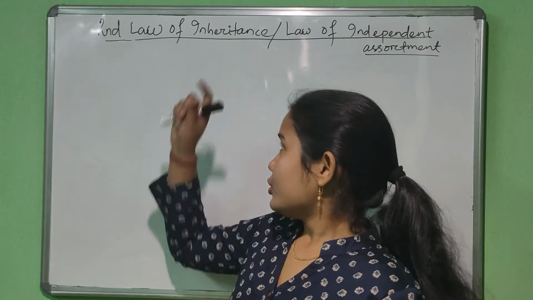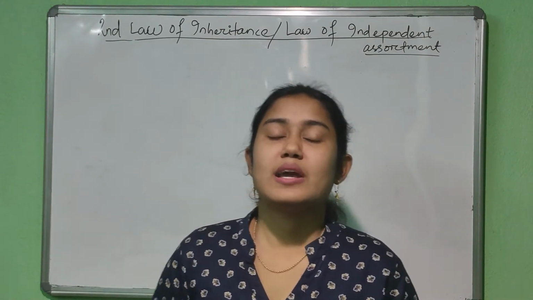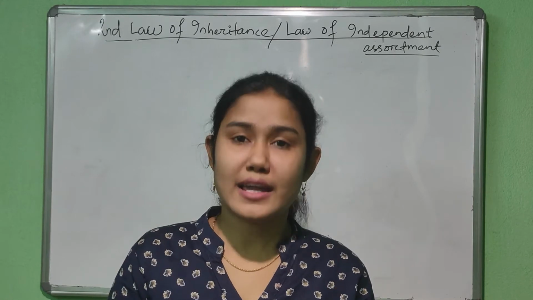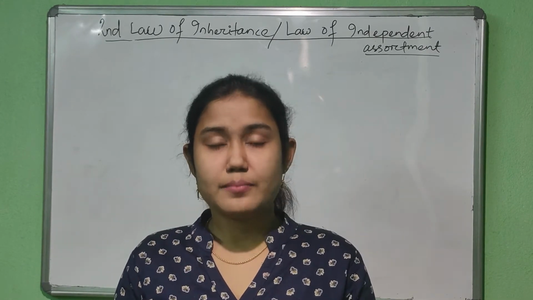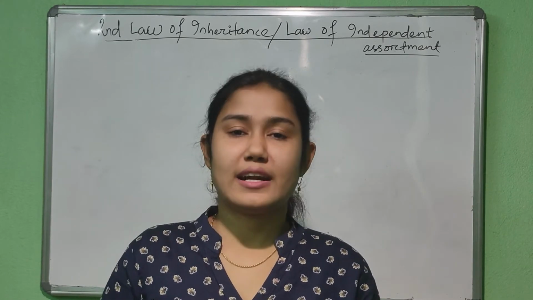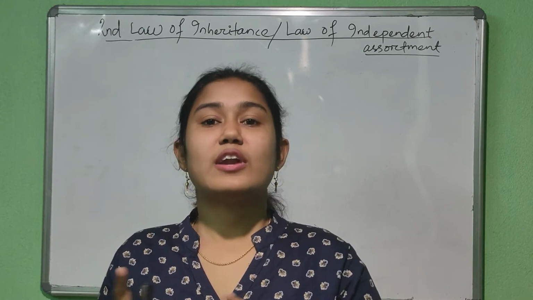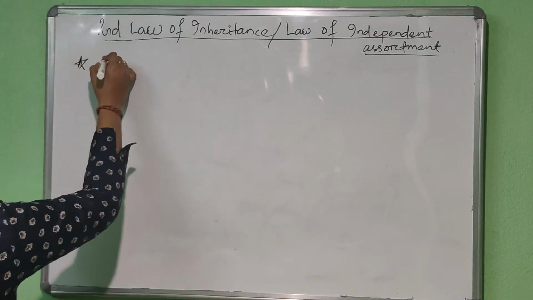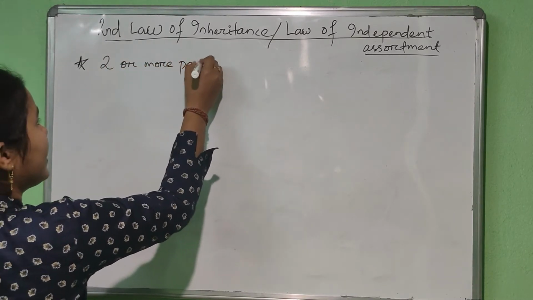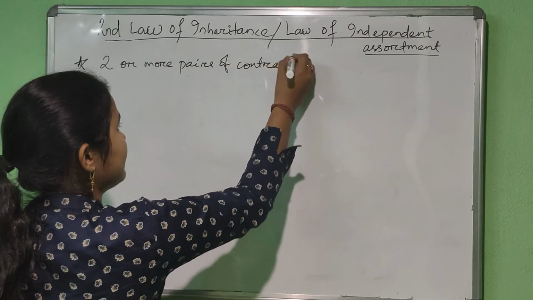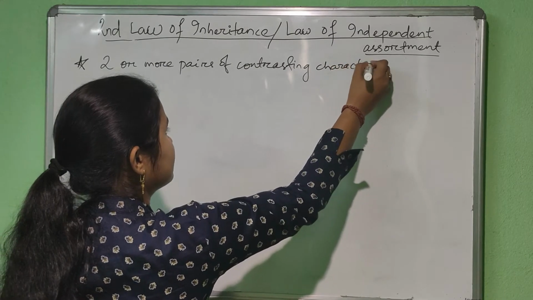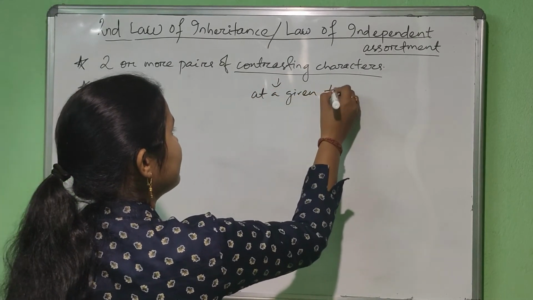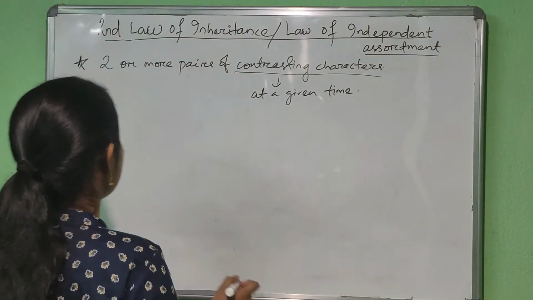According to the second law of inheritance that was given by Mendel, he said that when we consider two or more pairs of contrasting characters at a time, then the two alleles of each character assort independent of the alleles of other characters at the time of gamete formation and get randomly arranged in the offspring. So what are we saying? That there are two or more pairs of contrasting characters, right? Then we are considering these contrasting characters at the same time, okay, clear?